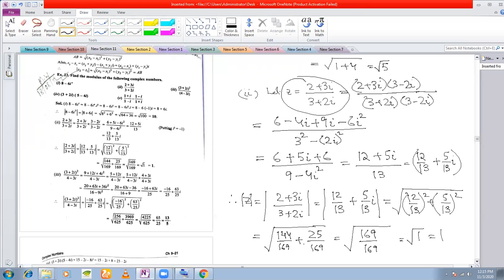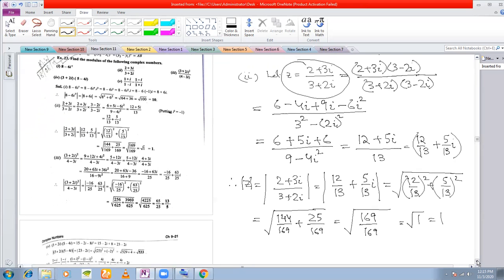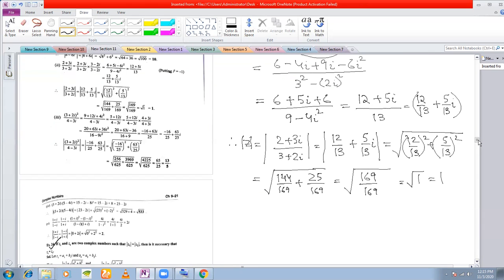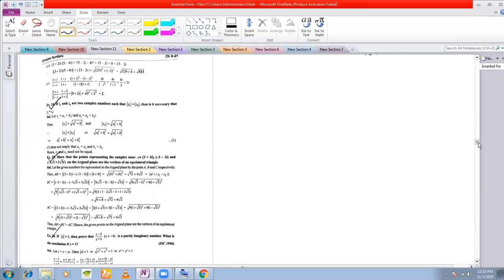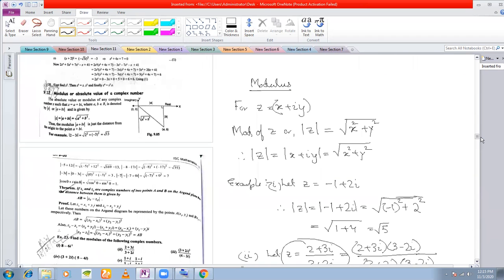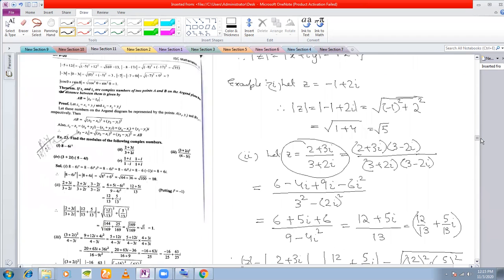So the modulus of this is actually 1. Okay, so this was the base. These were the basic definitions of a modulus with examples. Now what we want to show you here are some of the properties of modulus or absolute value. Modulus is also called the absolute value of a complex number.